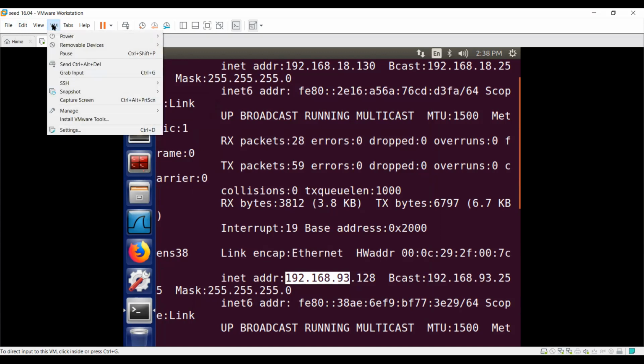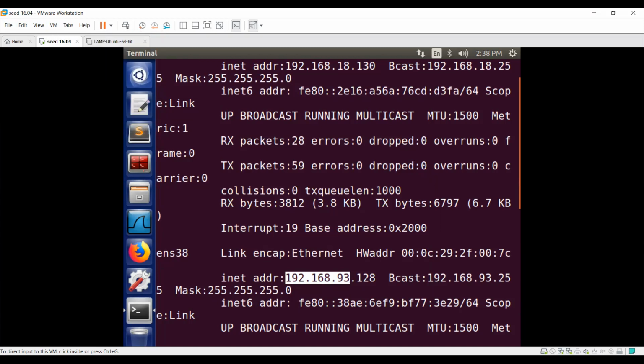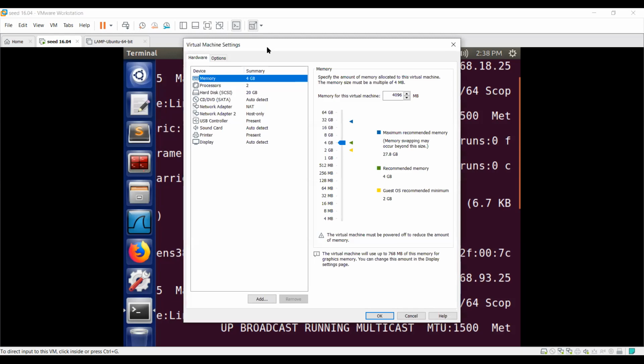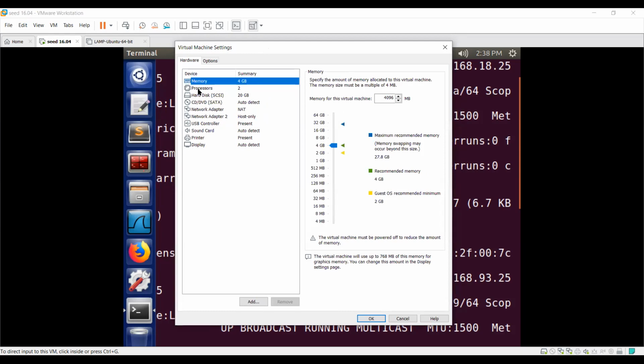I think it's, yeah, settings, sorry. It's in VM and settings. So if you click on VM and settings, now you see this window, it says virtual machine settings. And if you look, you got memory, processors, hard disk, CD, DVD.